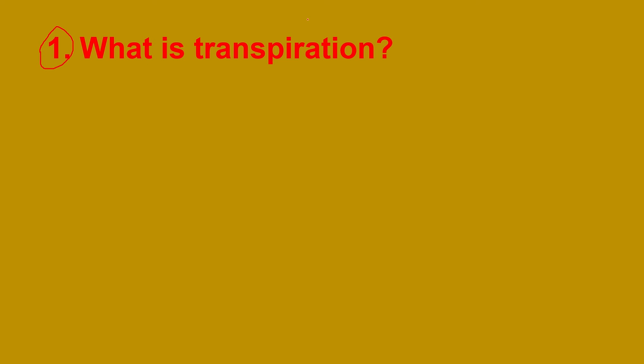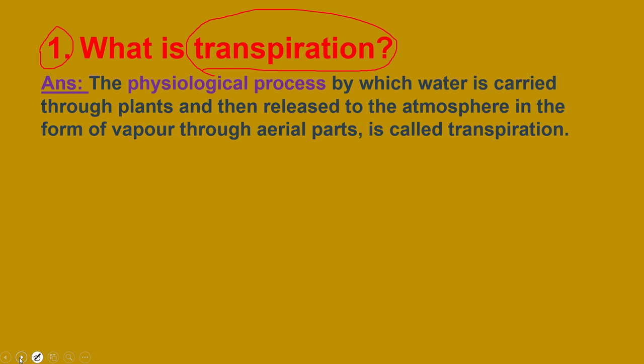So number one question, what is transpiration? What do you think? Living things like plants or animals all need water. So that is a physiological process. What kind of process is this? This is a physiological process by which water is carried through plants and then released to the atmosphere in the form of vapor through aerial parts. Which part? That is the aerial part. This is called transpiration.